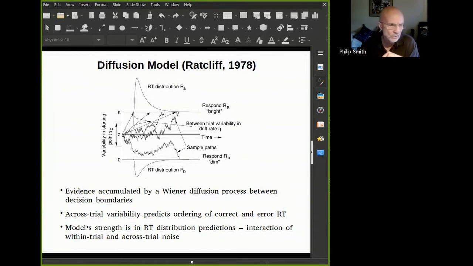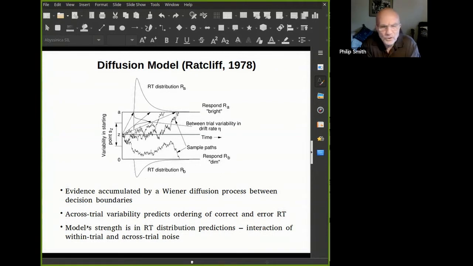Now, the current successful model has multiple sources of noise or variability in it. In addition to the moment-to-moment diffusion noise, which allows the model to predict the shape of response time distributions, there are also various sources of cross-trial or trial-to-trial noise, which allow the model to predict the ordering of correct responses and error responses. So the critical sources of variability are in drift rate, which determines the rate of evidence accumulation, and in starting point, which determines where the process begins.